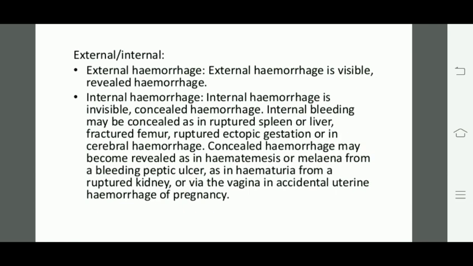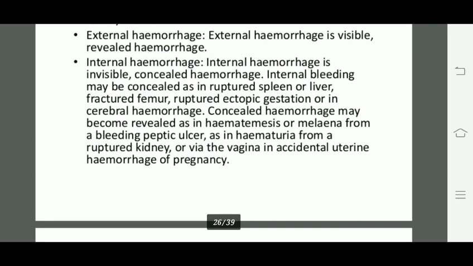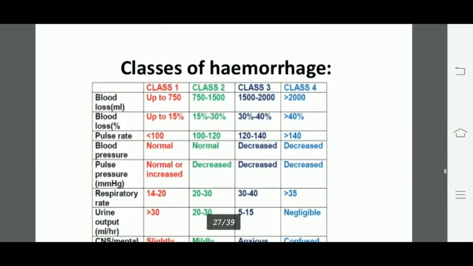Internal bleeding may be concealed, as in ruptured spleen or liver, fractured femur, ruptured ectopic gestation, or in cerebral hemorrhage. Concealed hemorrhage may become revealed, as in hematemesis or melena from a bleeding peptic ulcer, as in hematuria from a ruptured kidney, or via the vagina in accidental uterine hemorrhage of pregnancy.